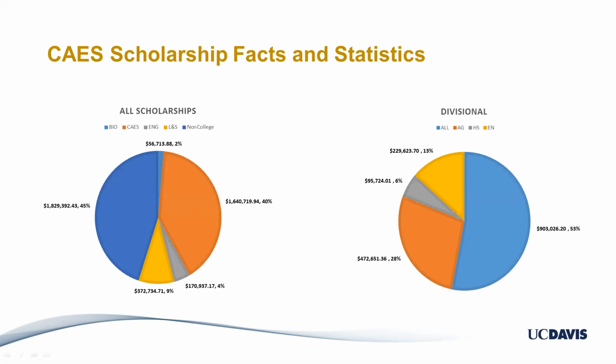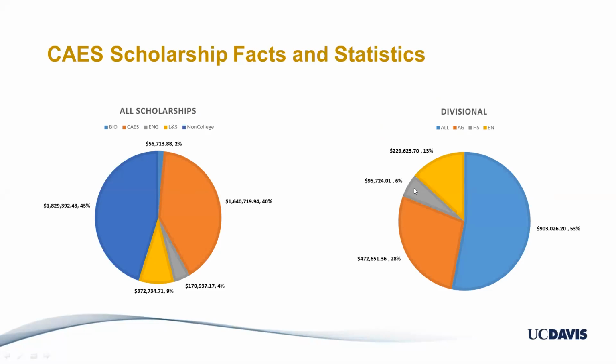Yes. So it says divisional right here, and this is all divisions? Yes, so that's not specific. Okay. It's just as long as you're in the College of Ag. Okay. And then this ag number right here, this orange number? That is agricultural sciences. Okay. And then this little number here, it indicates HS? Horticultural sciences? Yes, I believe so.